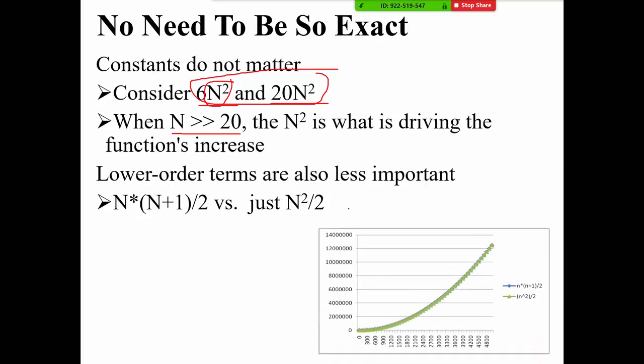Let us consider these 2 examples. You can see here n squared divided by 2, and here n squared plus n divided by 2. So n squared plus n divided by 2, or n squared plus n, you will see that as n gets very large, both curves are almost aligned with each other. So the dominant term is n squared over 2.